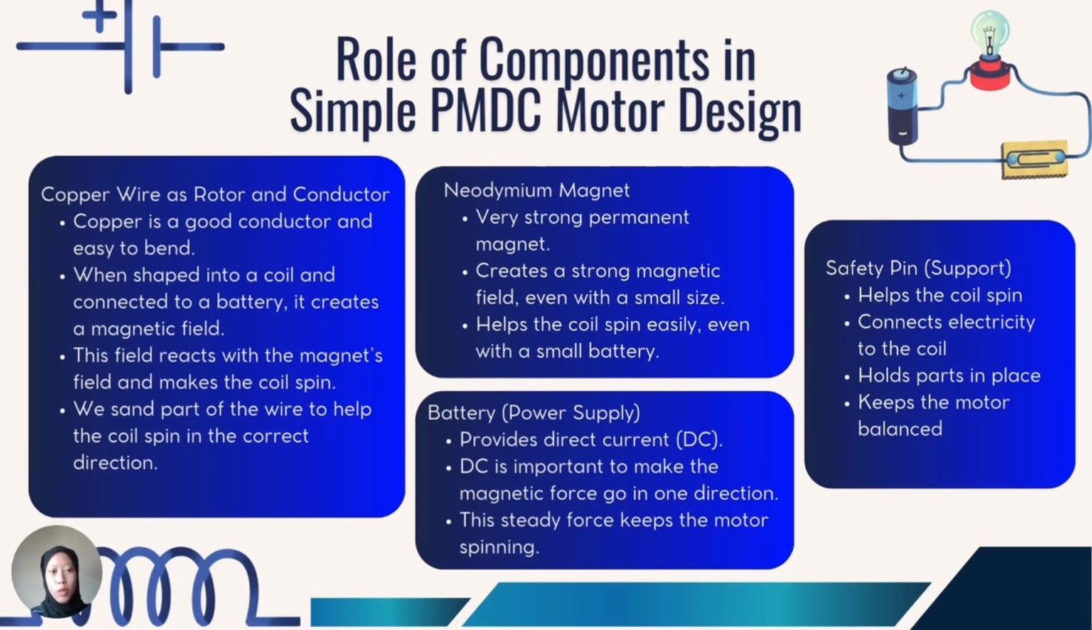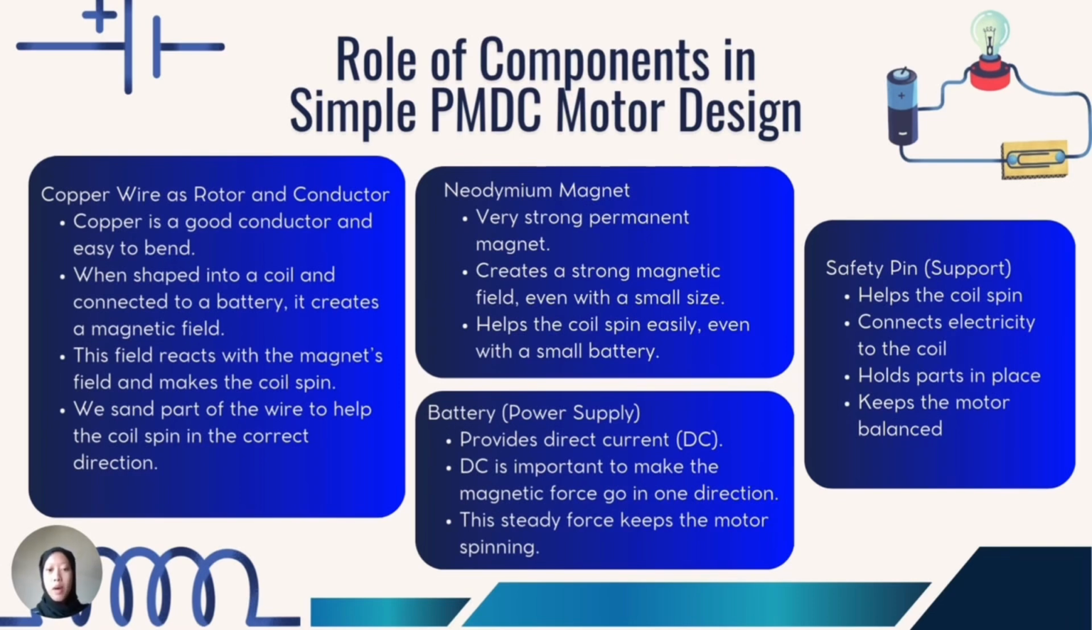Firstly is copper wire as rotor and conductor. Copper is a good conductor and easy to bend. When shaped into a coil and connected to a battery, it creates a magnetic field. This field reacts with the magnet field and makes the coil spin. We sand part of the wire to help the coil spin in the correct direction. Second is the neodymium magnet. A very strong permanent magnet creates a strong magnetic field even with a small size. It helps the coil spin easily even with a small battery.